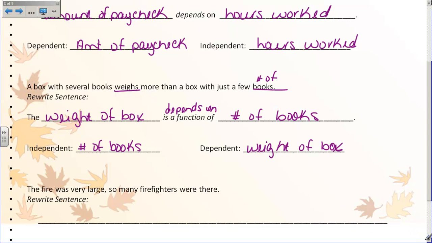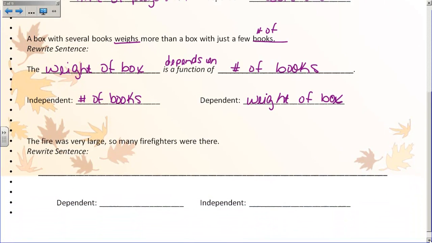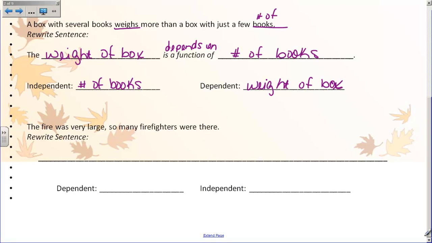So let's do one more. The fire was very large, so many firefighters were there. So we have two variables. We have the size of the fire right here and the number of firefighters here. So does the size of the fire depend on the number of firefighters, or do the number of firefighters depend on the size of the fire? We're going to rewrite it.